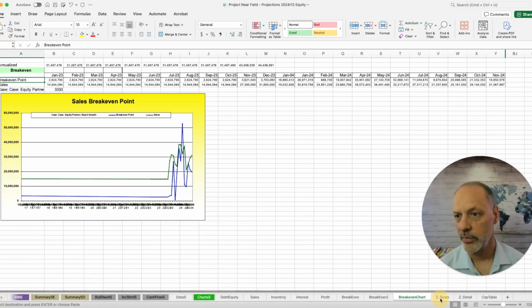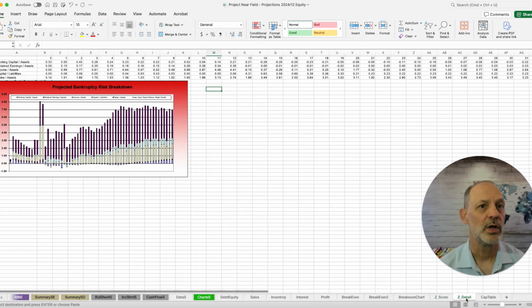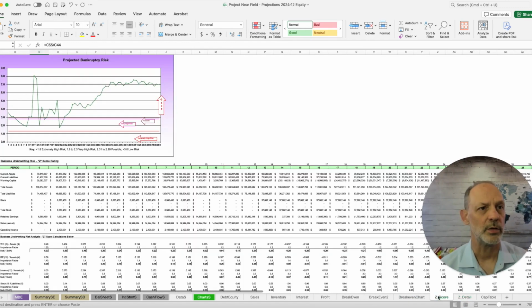And then we do a Z-score analysis at two different levels. This Z-score, in case you're not familiar, is a bankruptcy risk measure. As you're leveraging, you want to see what that bankruptcy score is. That's something banks will sometimes use to analyze how leveraged you are, if you're too leveraged. So we've got all sorts of stuff in here, and I just thought it might be helpful to run through to let you know what we're doing.